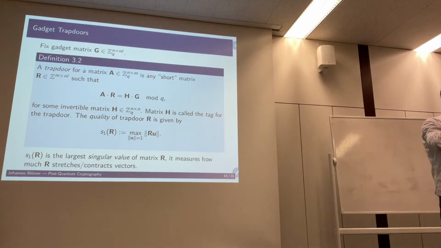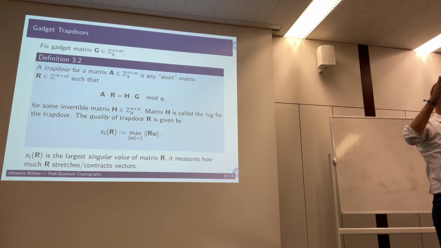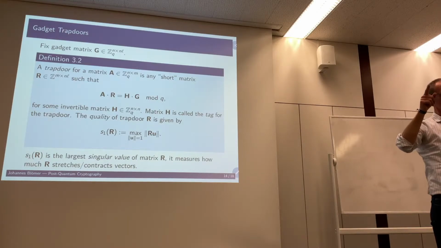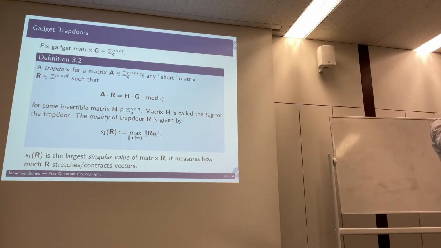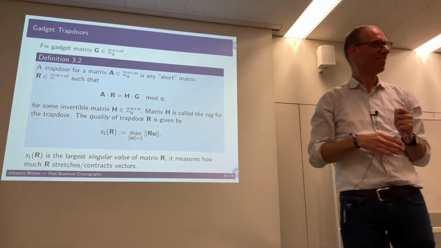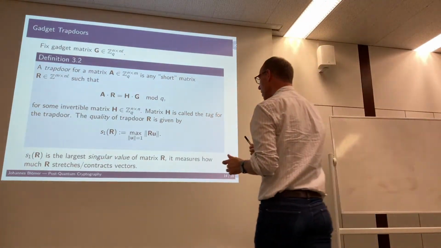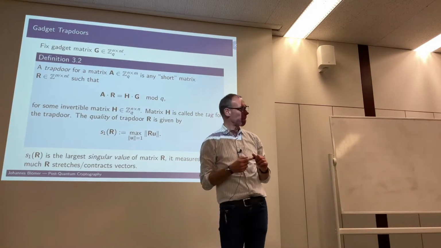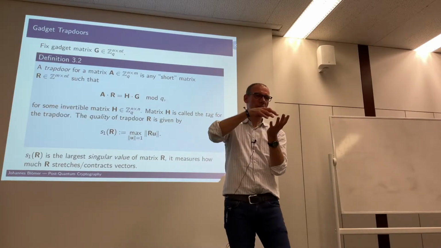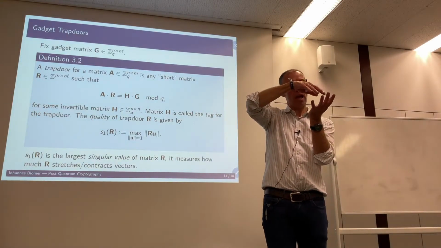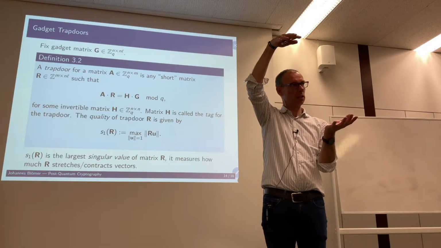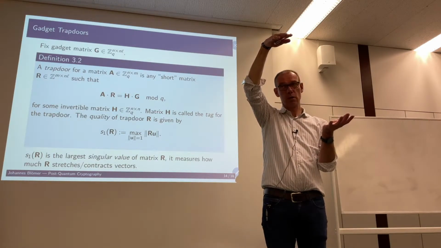Remember, if you have a continuous function defined on a closed interval, it has a maximum. Compact is just a generalization of interval. Continuous is continuous. So this thing is really a maximum. What does that mean? It really measures how much R stretches a vector.